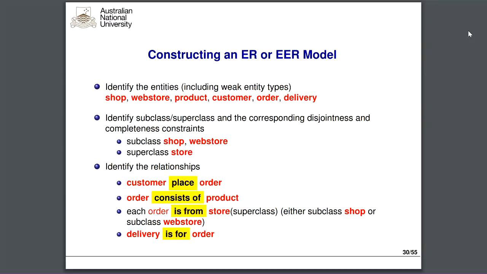Okay, so those are the identified relationships. Customer places an order. Order consists of products. Order is from stores, and delivery is on order.